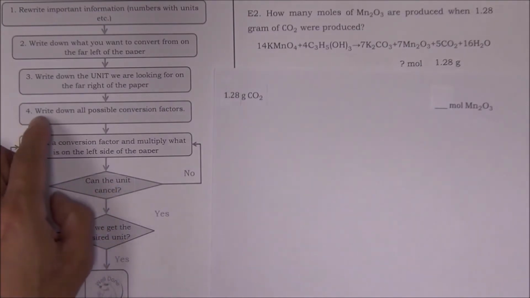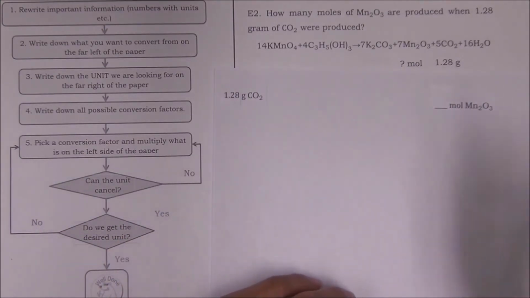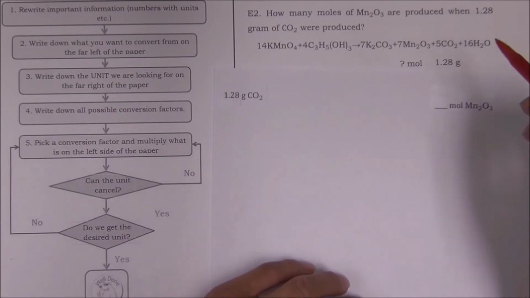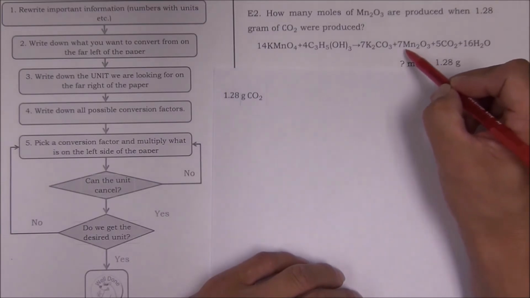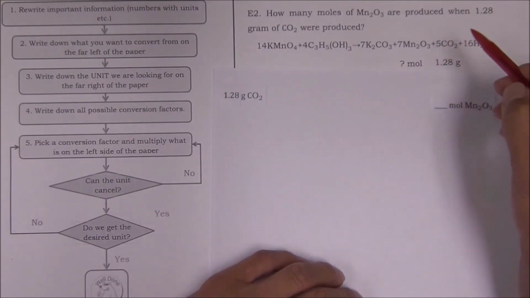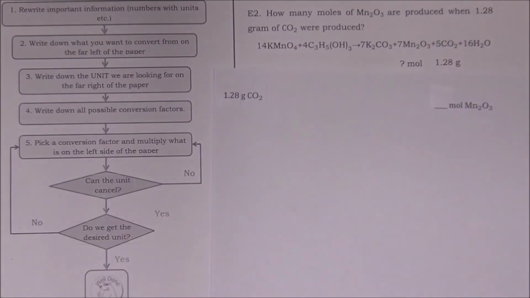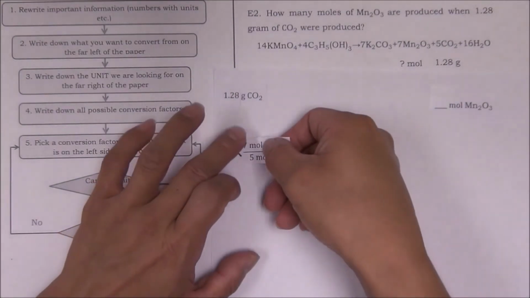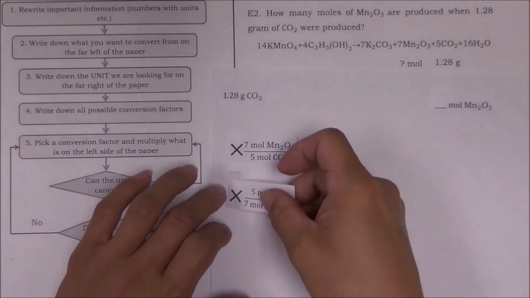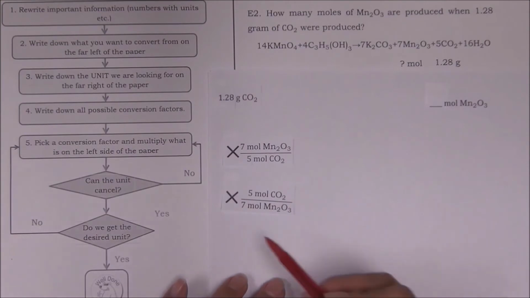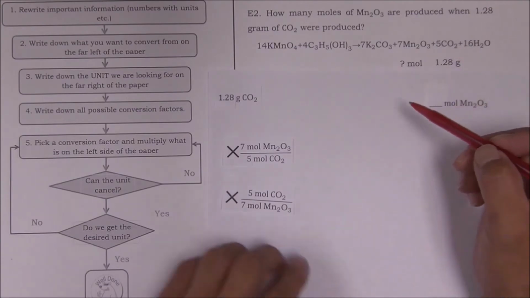Step 4. Put down all possible conversion factors. All stoichiometry calculations need conversion factors from the balanced chemical equation. Since we want to convert gram carbon dioxide into mole Mn2O3, therefore we need conversion factors that include both. This is one conversion factor. This is the other conversion factor. The conversion factors from the chemical equation directly.